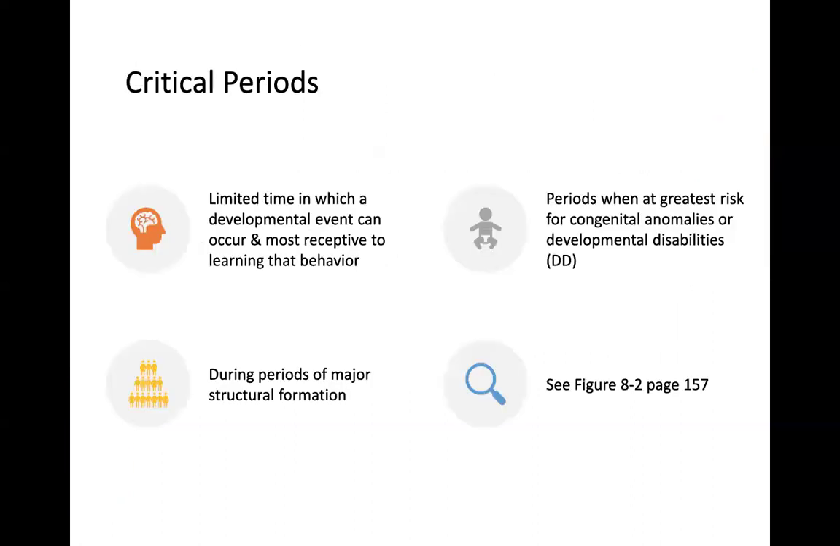So some critical periods. There's limited time in which a developmental event can occur and the child is most receptive to learning that behavior. There are also periods when they are at great risk for congenital anomalies or developmental disabilities, during periods of major structural formation, and there's also some in your book. So if you see figure 8.2 on page 157.